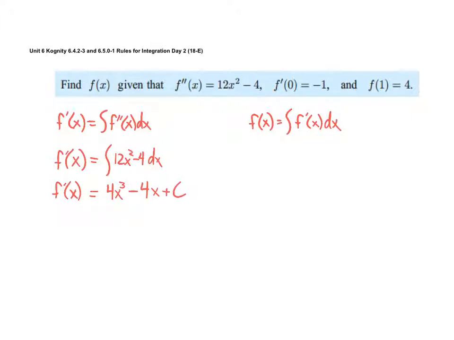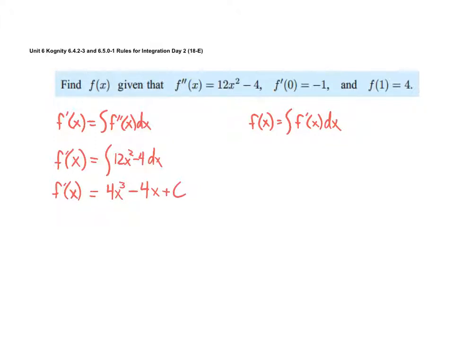Now here's the thing. Sometimes you'll have ones where you are not told a point on the derivative, so you can't find this c yet. You would have to do it again and just treat it as a constant. Integral of a constant is the constant times x. But you'd be given 2 points on the original function. I'll show you one later on in the homework where that's going to happen.